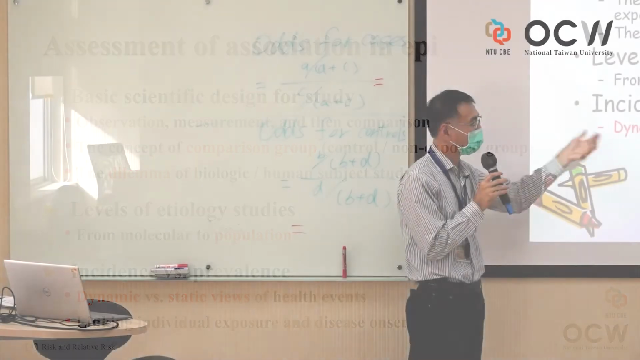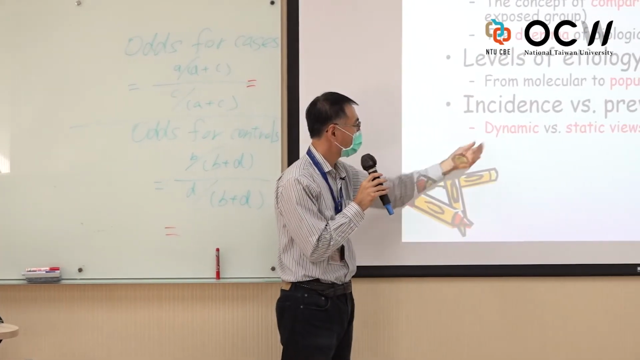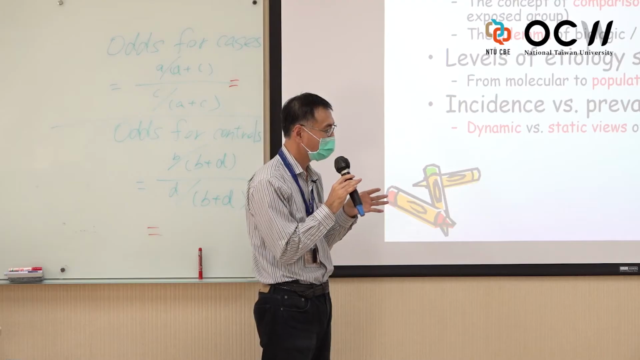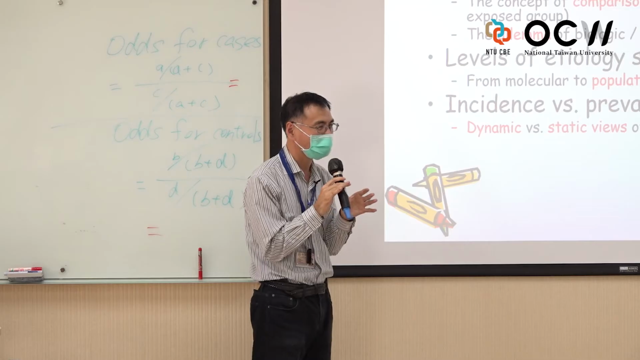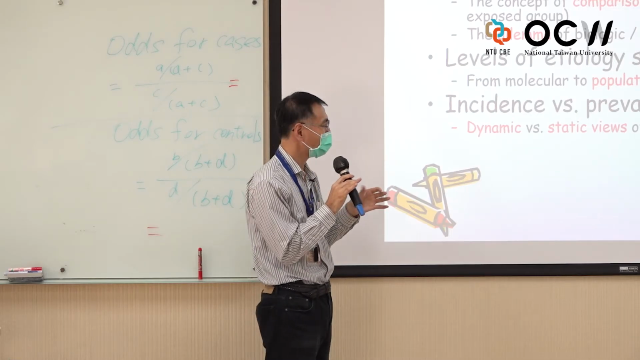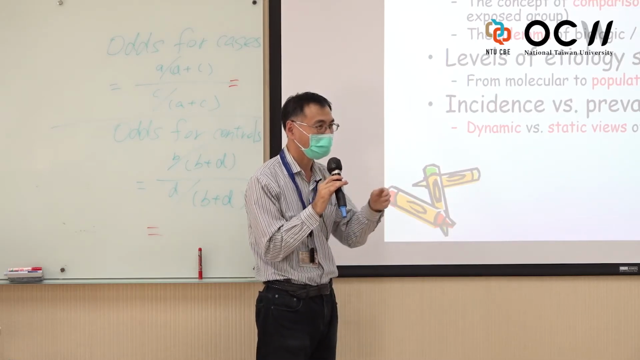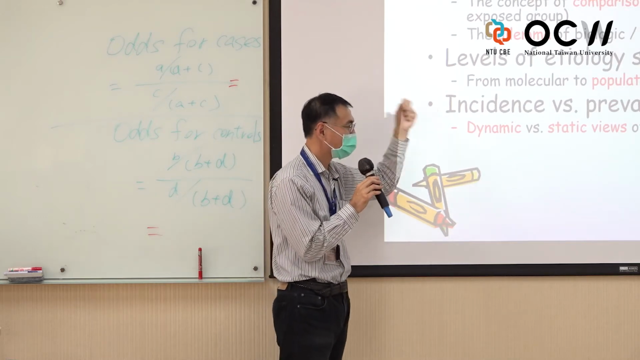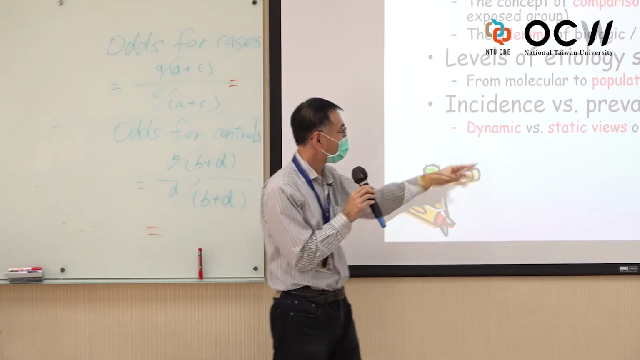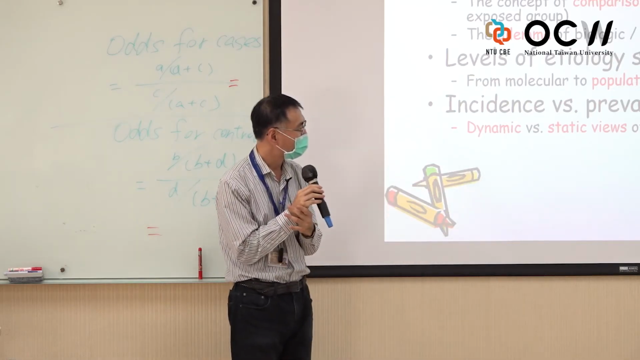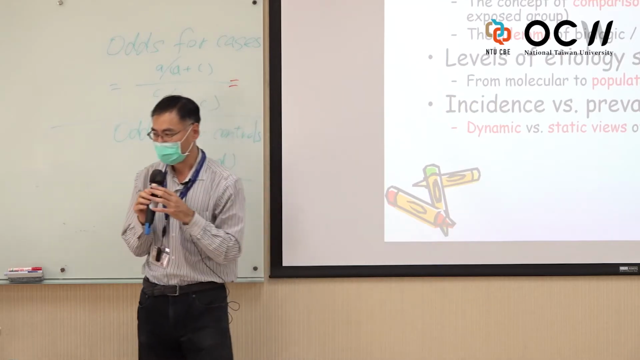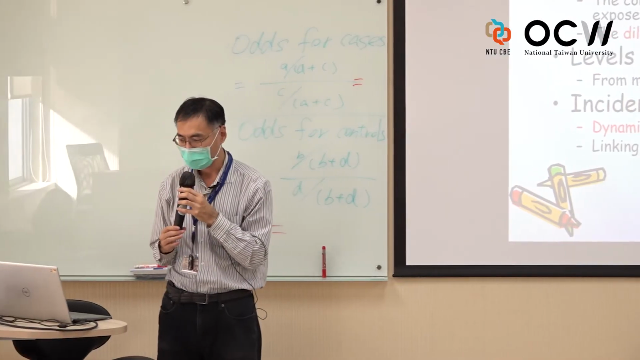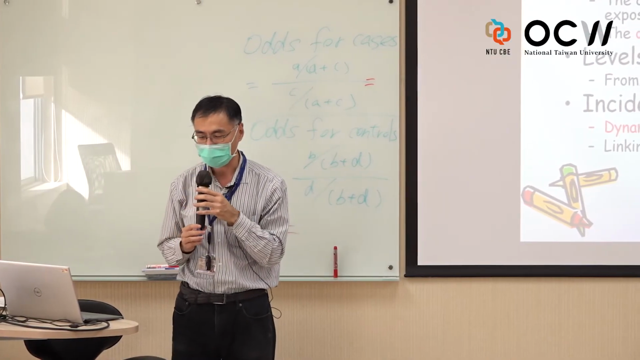But in nature or in practice, the people are coming and going, right? Even if you try to maintain or trace every single person in the population, it's very unlikely to keep every single one, especially when you have a long follow-up period. So for most of change, it's dynamic, right? And prevalence is more about static views of the health events.